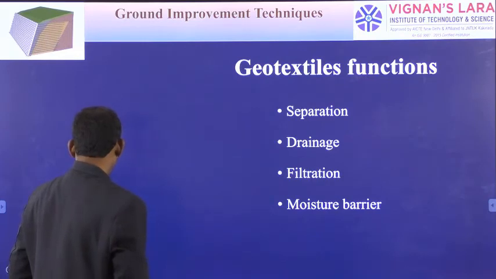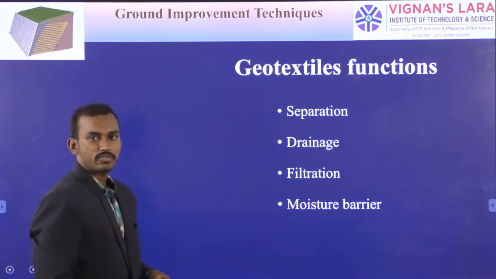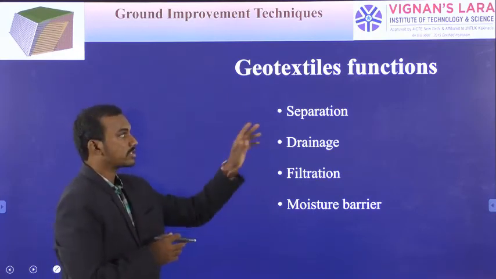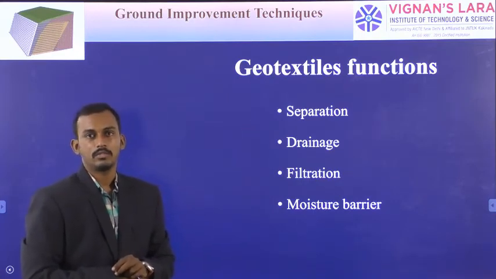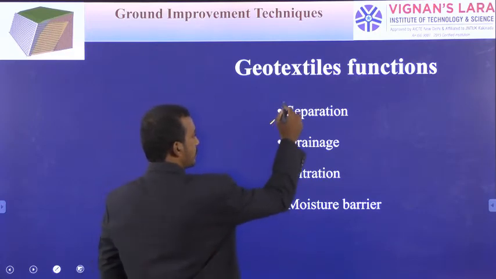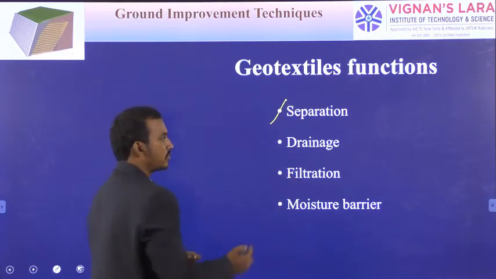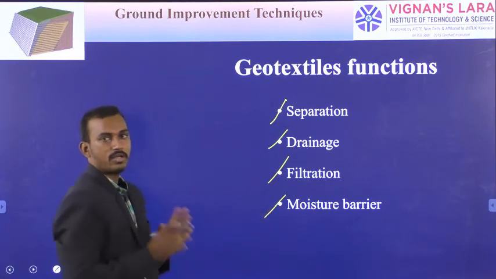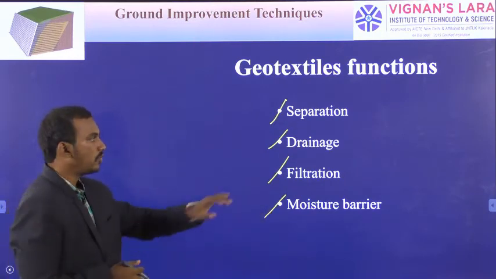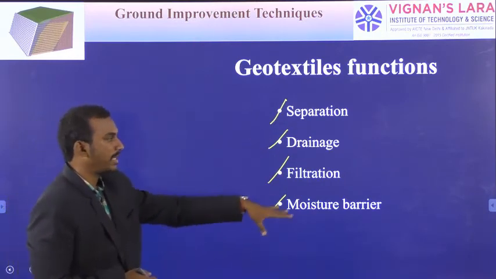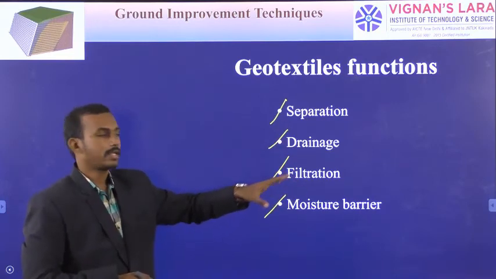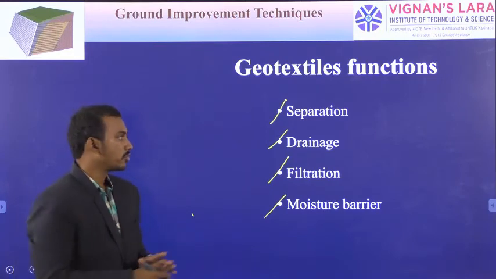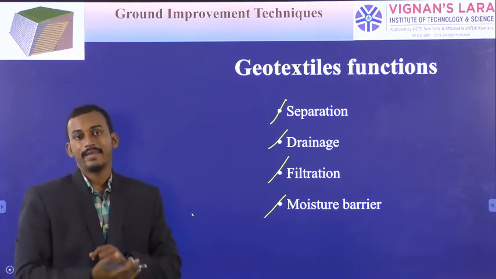The next one is its functions. As we discussed, this is an important topic, even from our exam point of view. The functions of geotextiles are very important. So let's see what they are. Geotextiles are basically used for separation, drainage, filtration, and as a moisture barrier. Generally, geotextiles are used mainly for these functions. Other than these, we also have some other functions, like pipes and all. So let's discuss this topic in the next class.